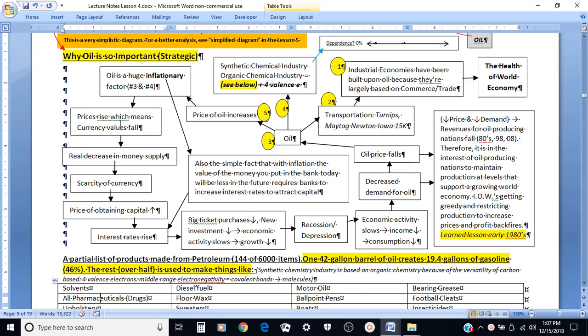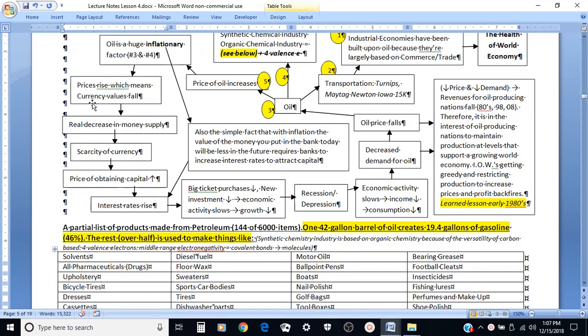So if you have a set money supply and currency values fall due to inflation, you have a real decrease in the money supply. Now, this is not good, especially if you want a growing economy. If you have a growing economy, you want the money supply to increase. If it doesn't, you're going to get a shortage of currency, and that's going to cause deflation. It's going to cause a scarcity of currency, which increases the price of obtaining capital, so interest rates rise.